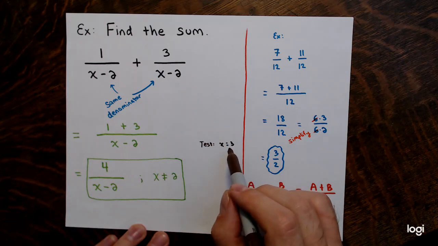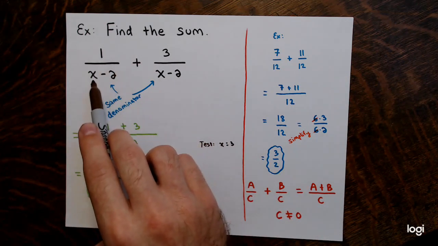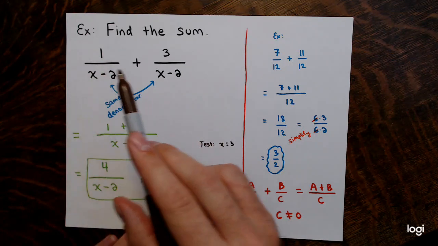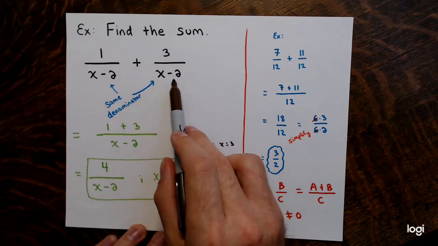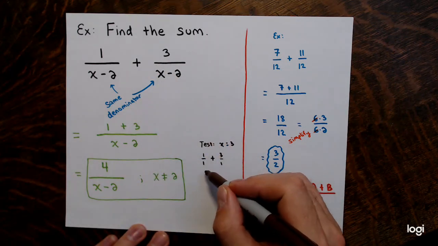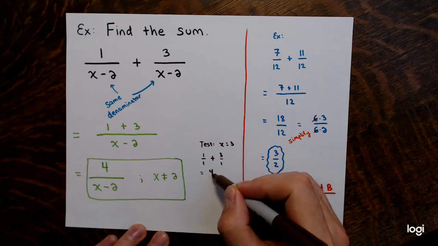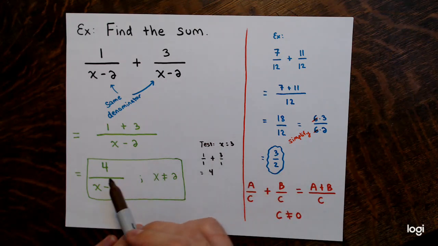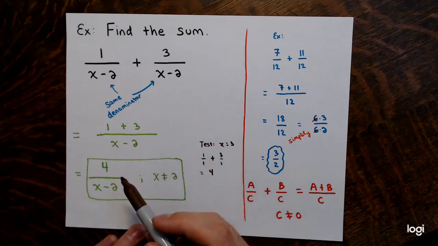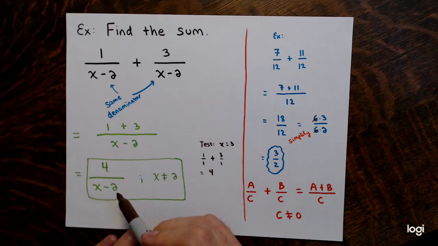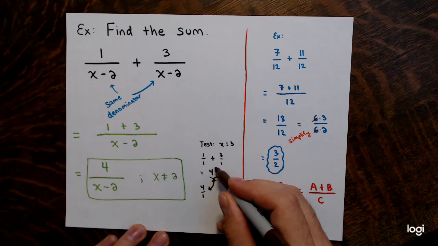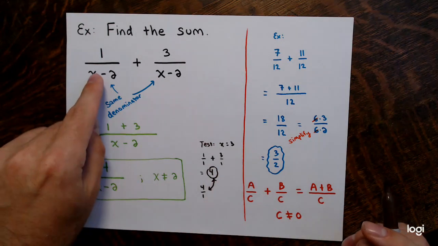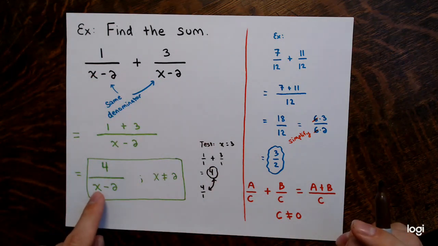So when I plug in 3 here, that'd be 1 over 3 minus 2, so 1 over 1, plus 3 over 3 minus 2, 3 over 1. Well, that's just 1 plus 3, that's 4. Now let's see the fraction we say it's equal to. When I plug in 3 for x, that'll be 4 over 3 minus 2, 4 over 1, which is indeed also 4. So we're getting 4 up here, and we're also getting 4 when we plug in 3 for x here.